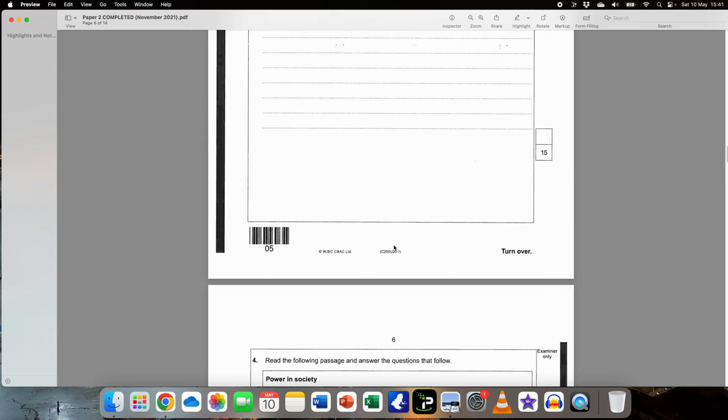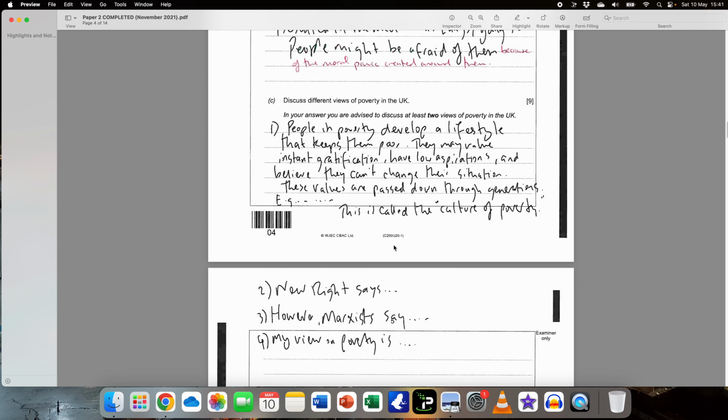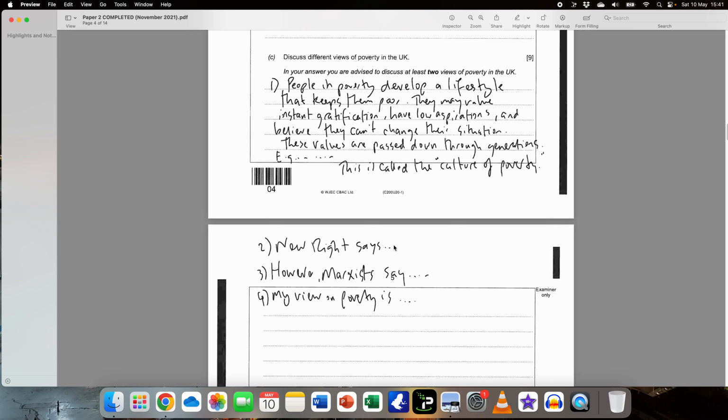All right, so just to repeat, you will get 3 9 markers in the social stratification topic. One tends to be about inequality and life chances. One tends to be about social exclusion or exclusion in general. And one tends to be about poverty.